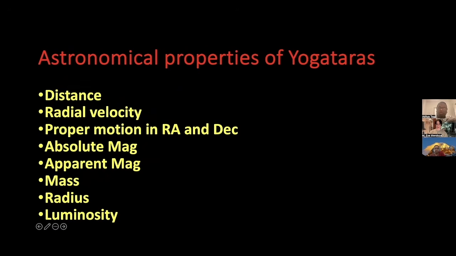And then the other three are mass, radius, luminosity. How massive, that is mass; how big, radius; and how luminous, how much energy it is giving out. So what is the difference between luminosity and apparent magnitude kind of thing?